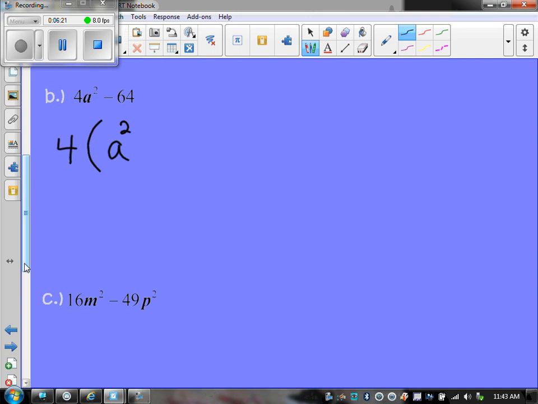If I take out a 4, then I have left over an a squared minus, how many times is 4 going into 64? I think 16, right? Don't stop. We need to make sure that we factored all the way down as far as possible. So if you look inside the parentheses, how many terms do I have? I have 2, right? And I have a subtraction sign in between. And what about that 16? Can I take the square root of 16? Can't I? So it looks like this is factorable more than it already is now.